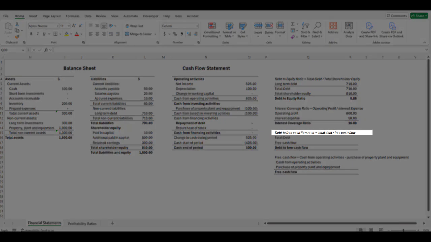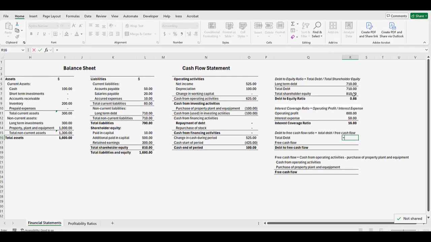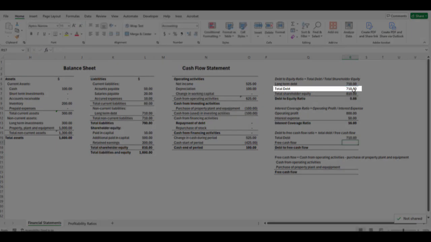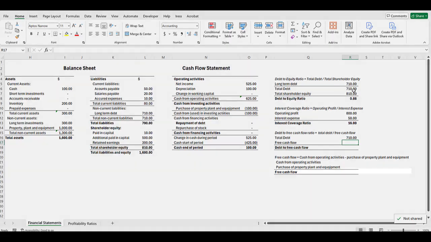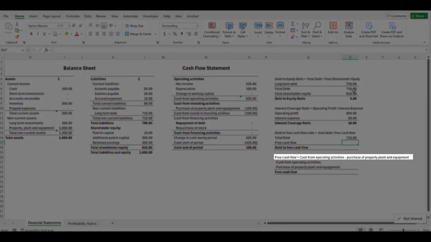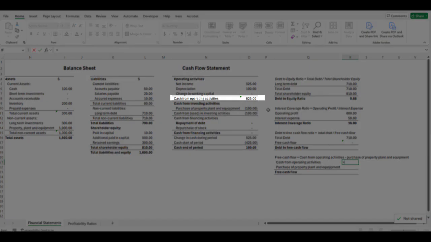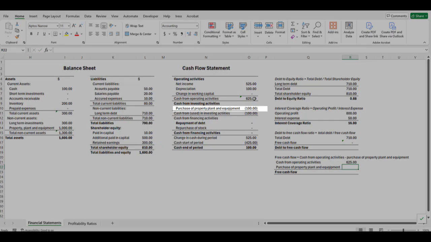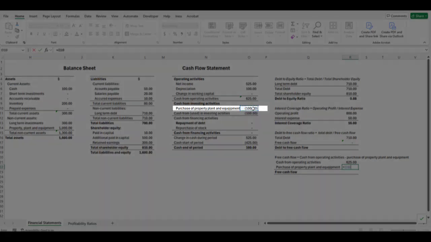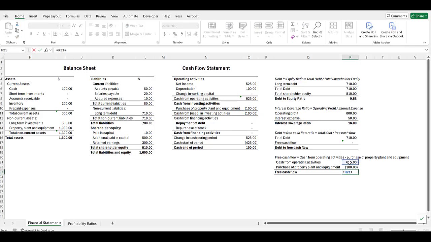To calculate the debt to free cash flow ratio, we divide total debt by free cash flow. Our total debt is 710. We need to calculate our free cash flow. Free cash flow equals cash from operating activities minus purchase of property, plant and equipment. Cash from operating activities is 625. Purchase of property, plant and equipment is 100. 625 minus 100 equals 525. Our debt to free cash flow is 710 divided by 525, which equals 1.35.